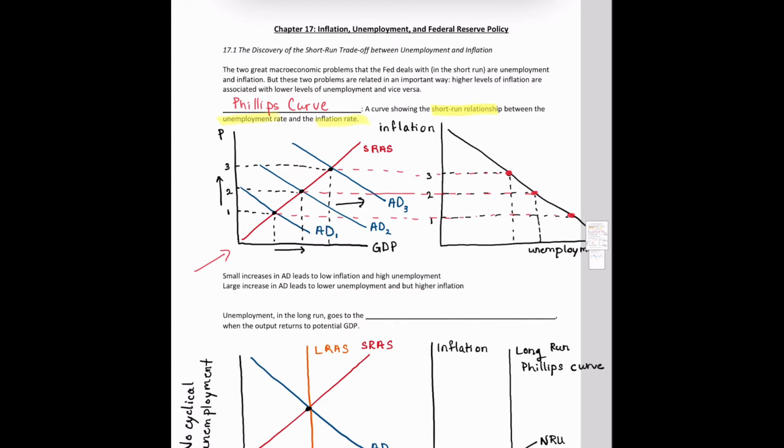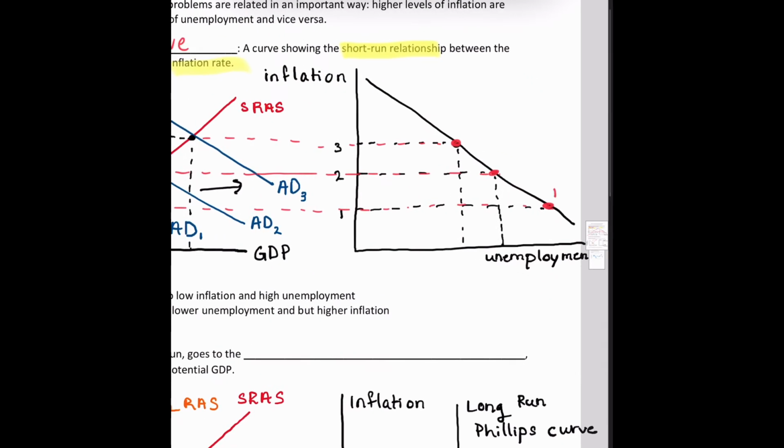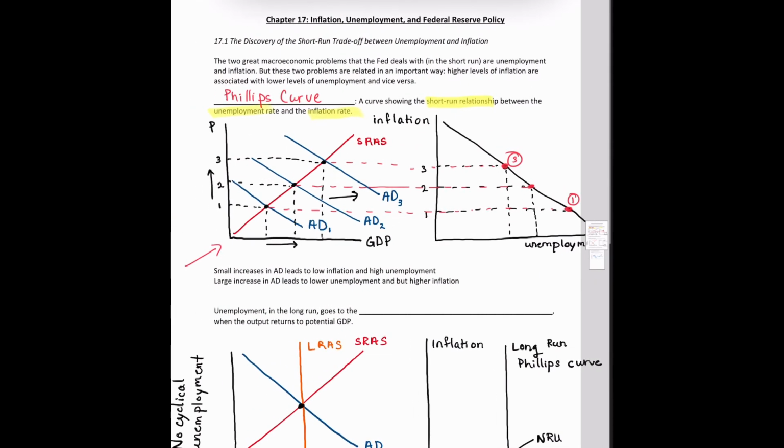As aggregate demand shifts more, we have a lower unemployment rate. So you can see this was showing the aggregate demand shift 1, and this was showing an aggregate demand shift 2. So we can see how, with aggregate demand shift 3, it has a lower quantity of unemployment than the second shift.